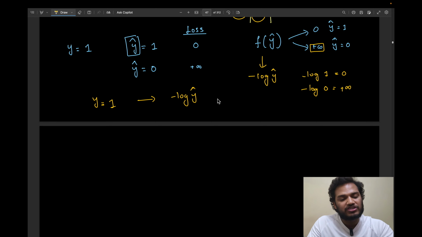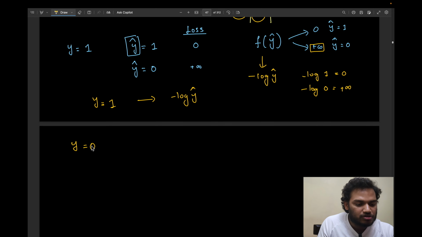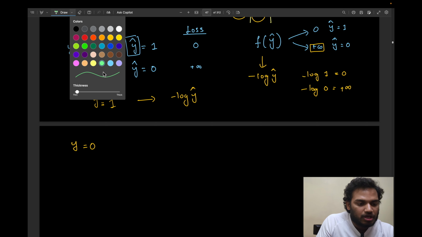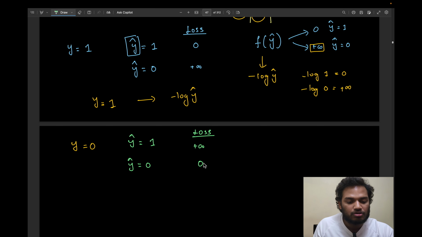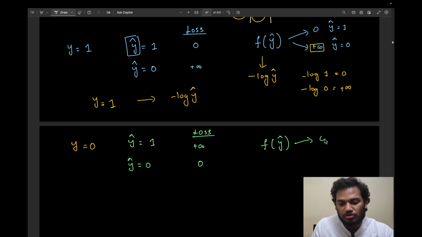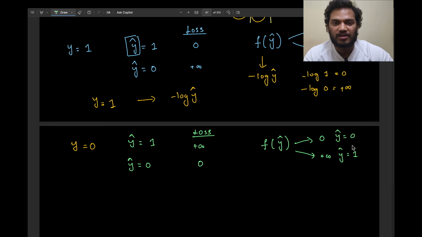And similarly, now let's think of the second part, that is y equal to 0. Whenever y equal to 0 and y cap equal to 1, then what is the loss that we are expecting? The amount of loss that we are expecting is plus infinite. And similarly, whenever our actual output is 0 and the predicted output is also 0, then the loss that we are expecting is 0, right? So now can you guys think of any function which will take y predicted as the input and will be outputting 0 when y cap equal to 0, and similarly it will be outputting plus infinite when y cap equal to 1. So this also, pause the video, think, and write down in the chat.